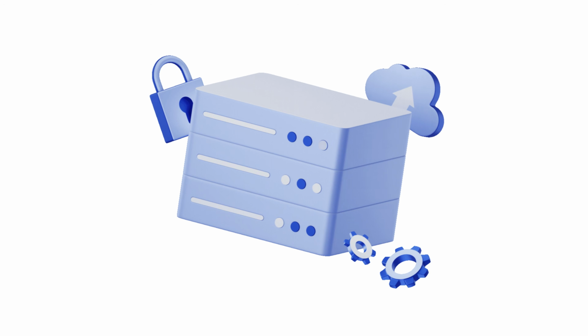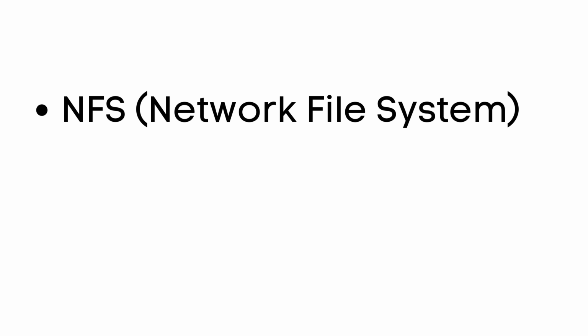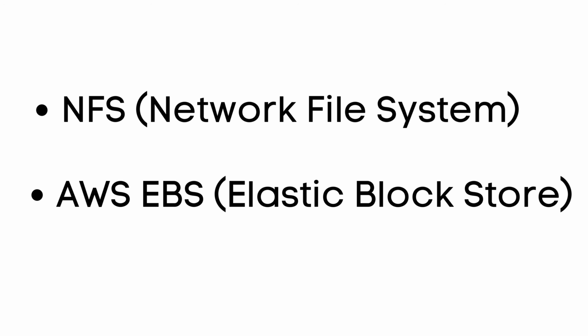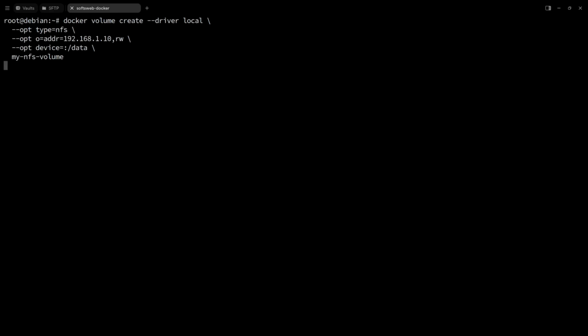The most common ones you'll see: NFS, Network File System, for shared storage across multiple servers; AWS EBS, if you're running on AWS and want persistent storage across container restarts. When you create a volume, you can specify a driver like this, which tells Docker to mount an NFS share instead of using the default local storage. The key takeaway: volume drivers make your data portable, persistent, and scalable across nodes, perfect for production deployments.